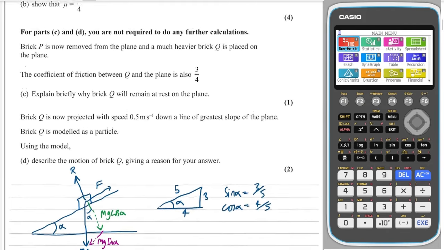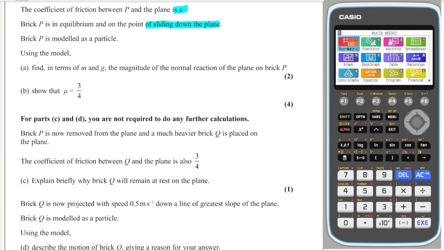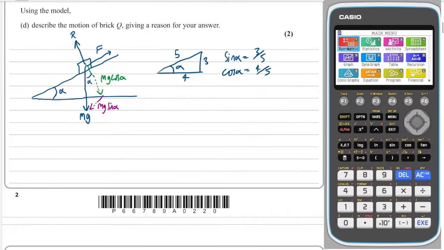Great. Now, what have they actually asked us to do? Find the magnitude of the normal reactional force. Well, we can resolve the forces perpendicular to the plane and use the sum of the forces equals mass times acceleration. So what forces are acting perpendicular to the plane? Well, it's just R going up and mg cosine alpha coming down. So those two must be equal, and because there's no acceleration, R must equal mg cos alpha. And what is cos alpha? We've got it over here. So that tells us that R is equal to mg multiplied by 4 over 5. So we could say that's 4mg over 5.